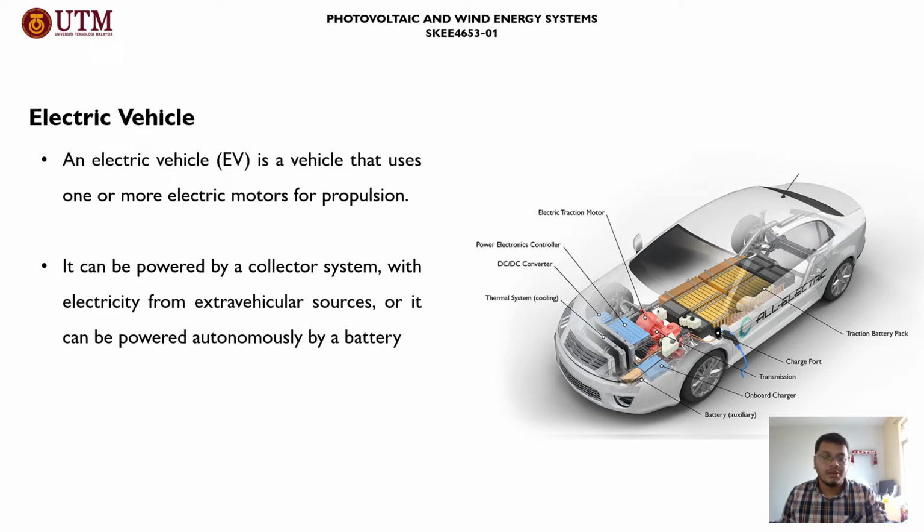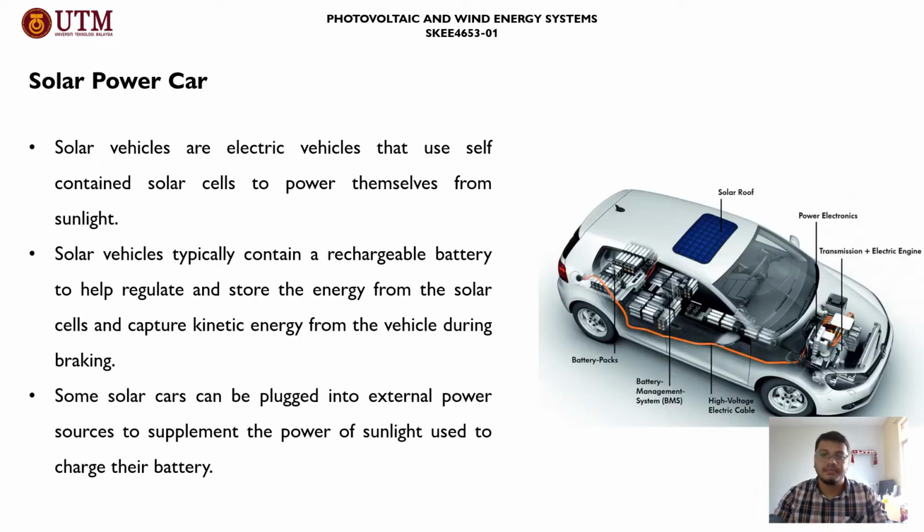The key components of an electric vehicle are the battery pack. All electric cars have a battery pack, a DC to DC converter, a charging port, an electric traction motor, an onboard charger, a power electronics controller, a thermal system for cooling, a traction battery pack, and a transmission to convert the electric energy to mechanical energy.